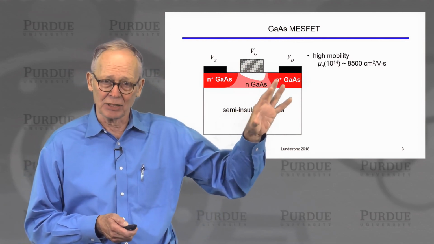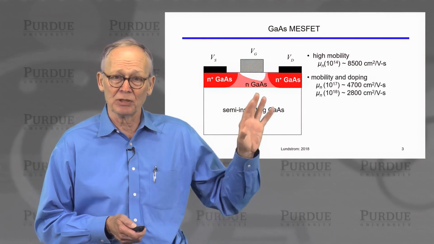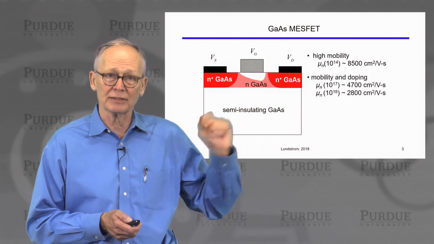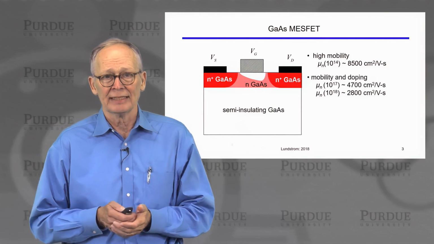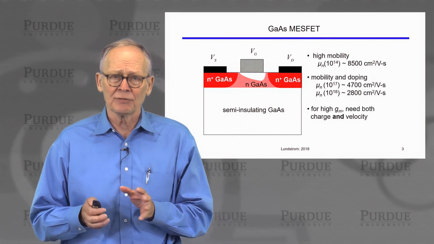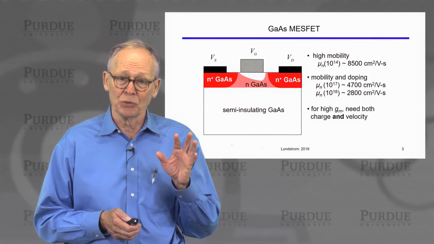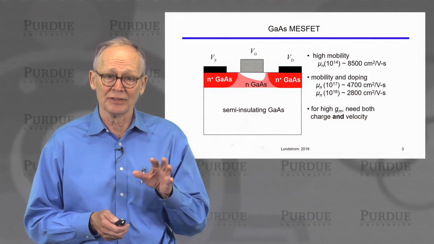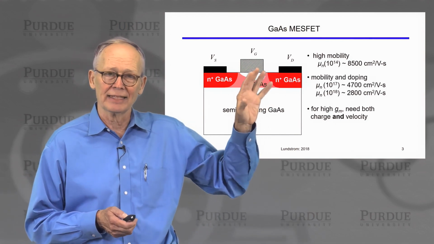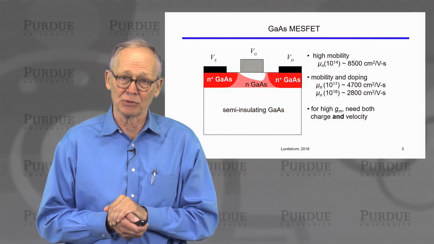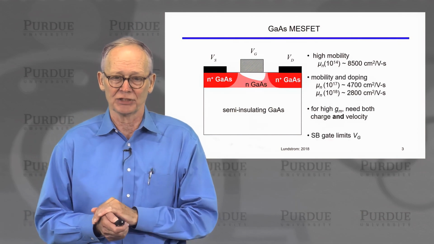The attraction of gallium arsenide was the high electron mobility. Now the difficulty is that mobility drops as you increase the doping of a semiconductor. There is more scattering due to the ionized impurities that lowers the mobility. For high current or high transconductance in an RF device, we need both velocity or mobility and charge. So we need both of them, and that means that we don't get the enormously high mobilities of pure gallium arsenide. We get a lower mobility because we have to dope the channel to get the charge in there.